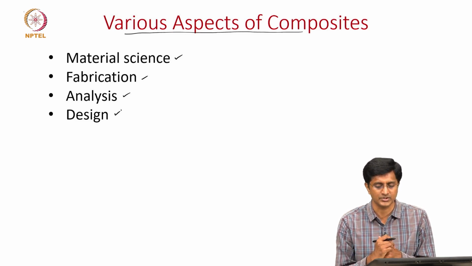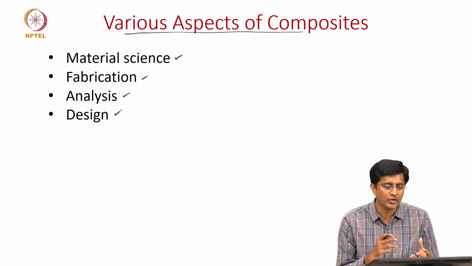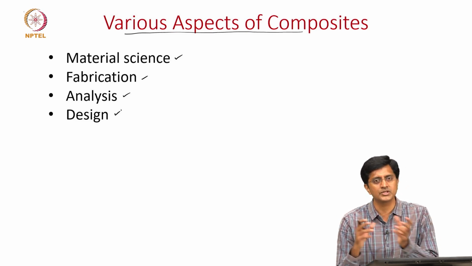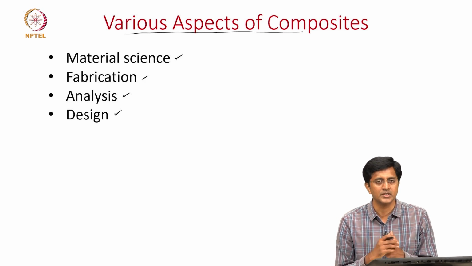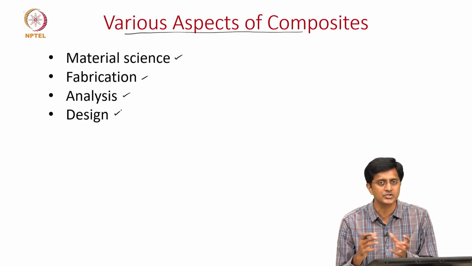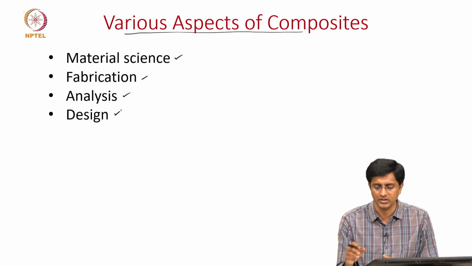So, we need to know how to design in such a way that we take advantage of these directional properties of the composites. And going from the materials to the structure, again there are some design principles one needs to follow or be aware of, so as to arrive at more optimal designs.